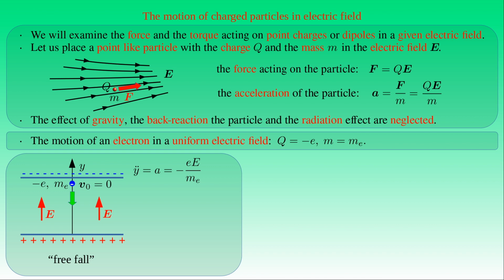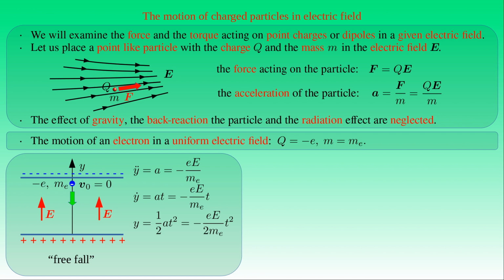The integration of this equation gives the first-order time derivative of the y-coordinate, that is the instantaneous velocity v of the electron, and it is equal to the product of the acceleration a and the time t, that is minus small e times capital E over me, times t. If we integrate this equation, we can write the distance y covered by the moving electron as a times t squared over 2, which is equal to minus small e times capital E over 2 times me, times t squared.